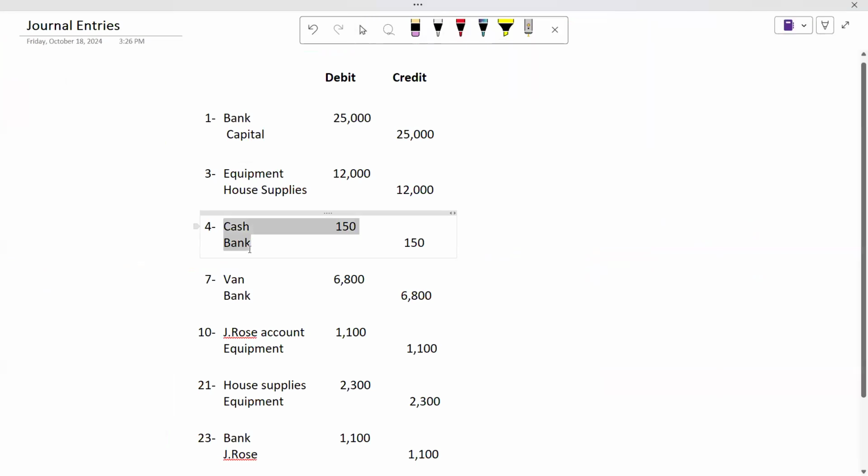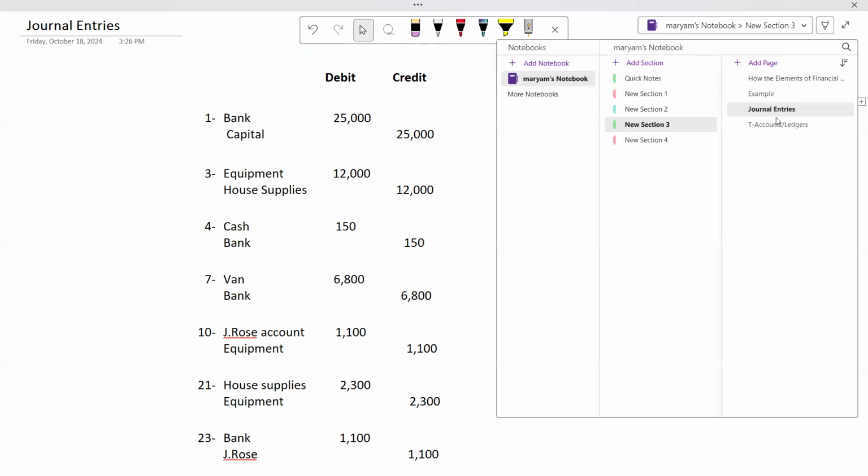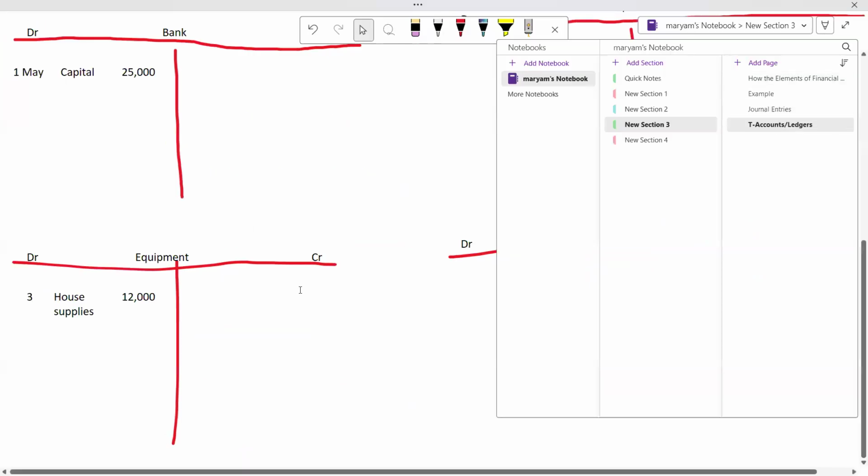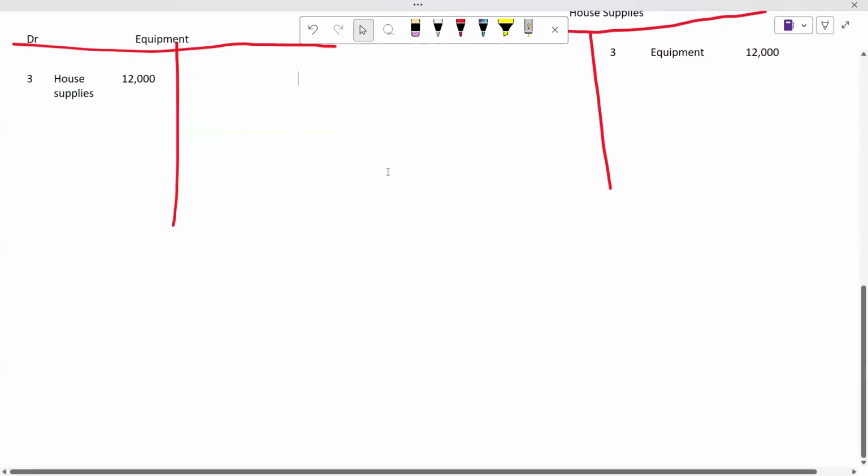Now this time it's cash and bank. Cash is being debited. Bank has been credited for 150. Cash debited. Two more T accounts.